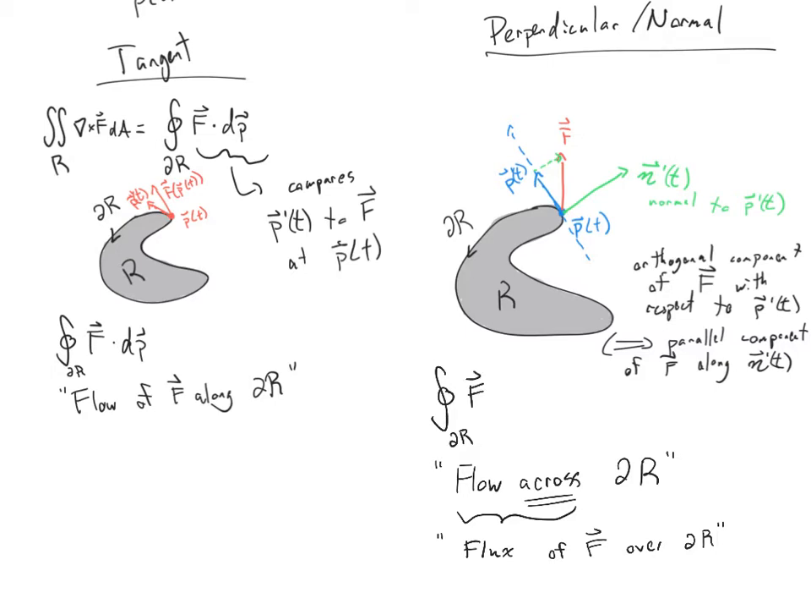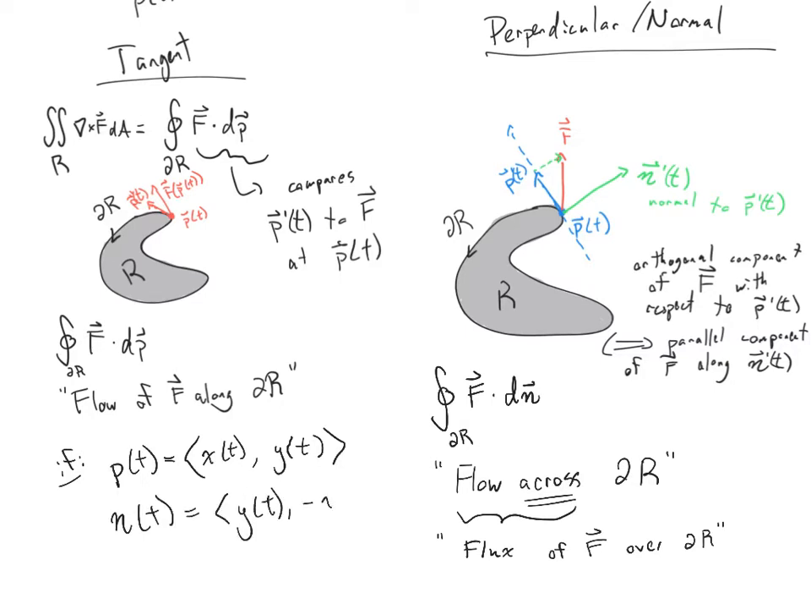Well, so what we should do is take F and dot it with not dp, which is p prime, but dn. And now I need to give a formula for n, and this will be our go-to formula. So if p of t is x of t, comma y of t, then n of t is always going to be y of t, minus x of t.